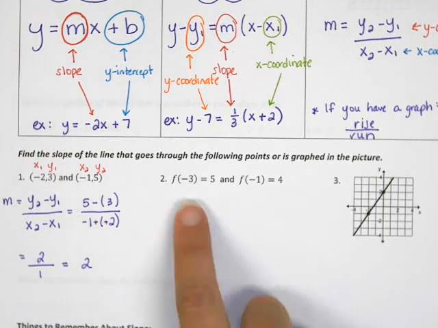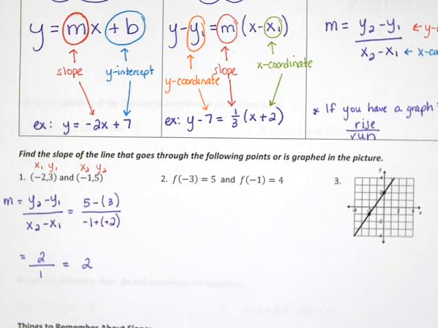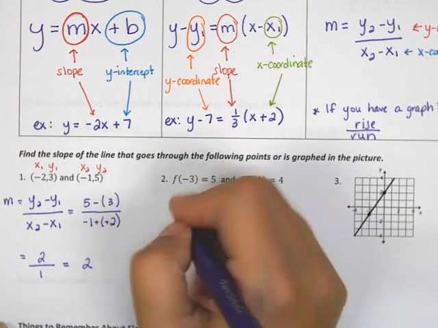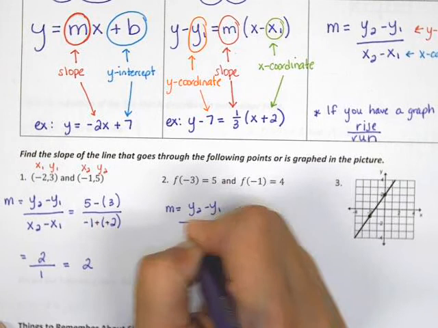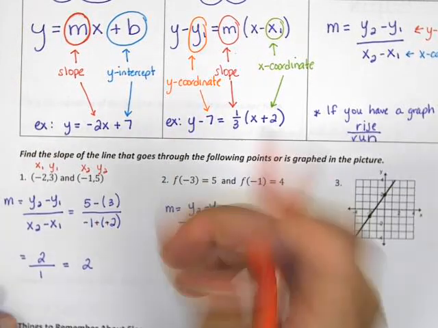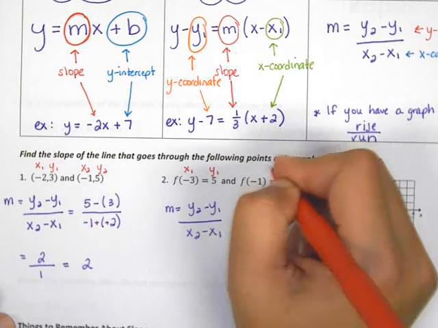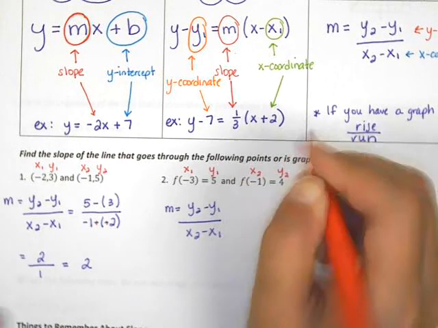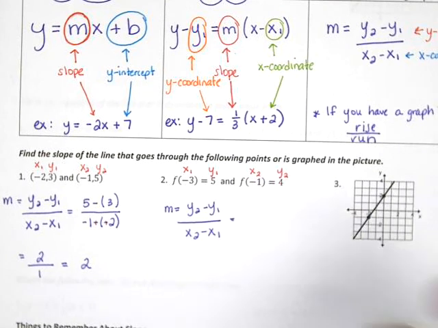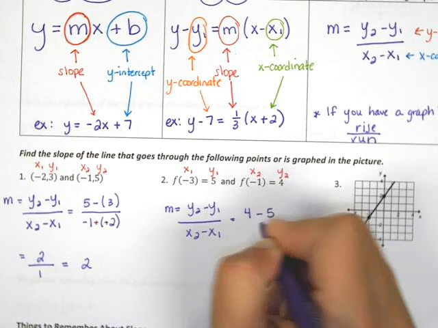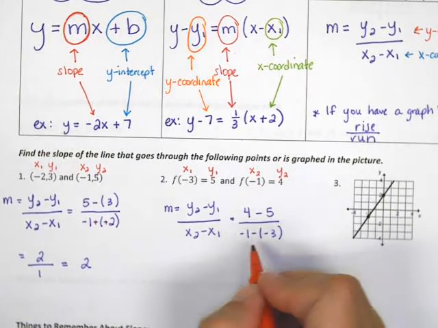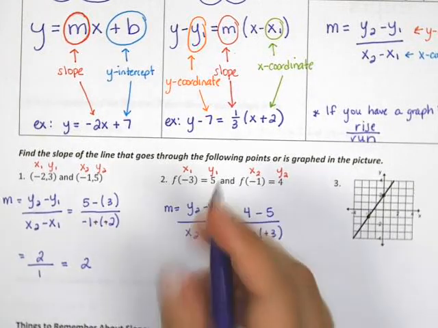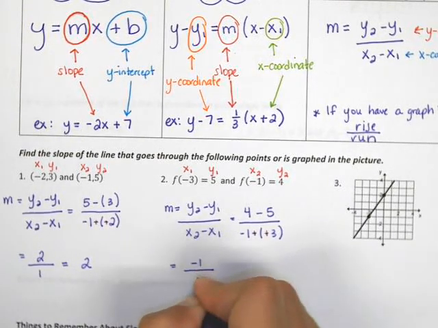If I gave you, for example, in number 2, 2 points, but that were written in function notation, so just the same thing but a slightly different notation, we would still use that same formula, y2 minus y1 over x2 minus x1, and we would still label x1, y1, x2, y2, and we would still fill in our numbers. So we would have 4 minus 5 over -1 minus -3. Now again, these two minuses make a plus, so we would get -1 over 2 as our final answer.